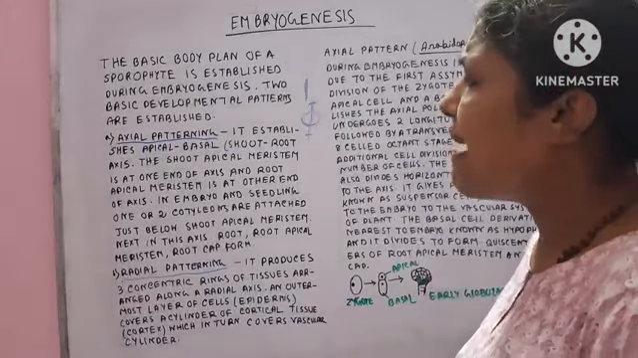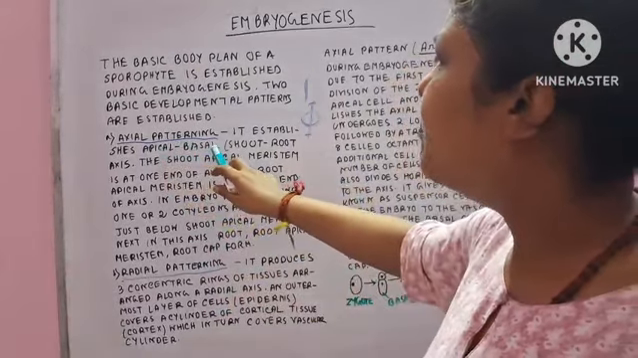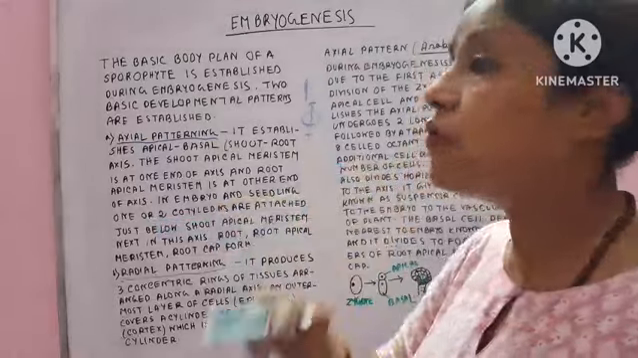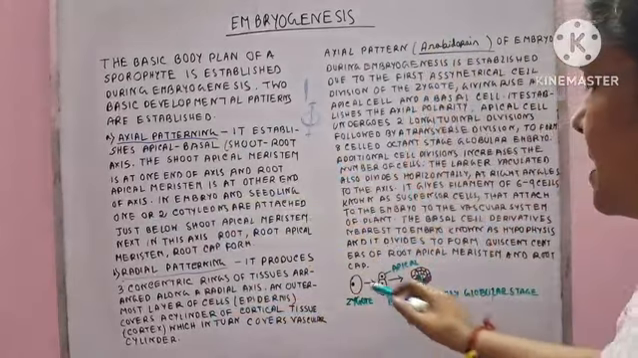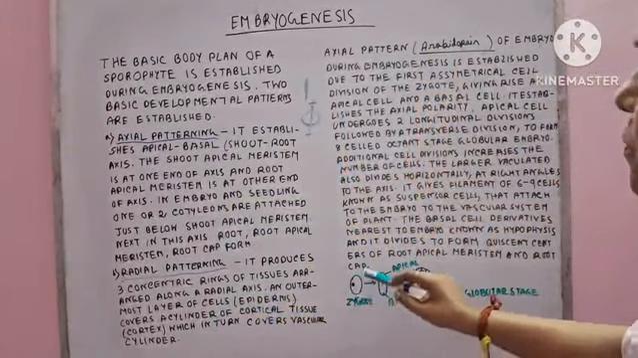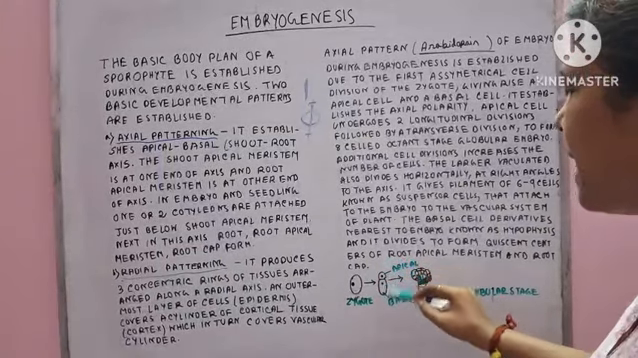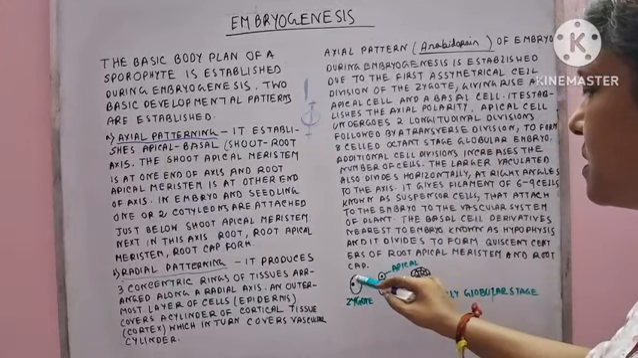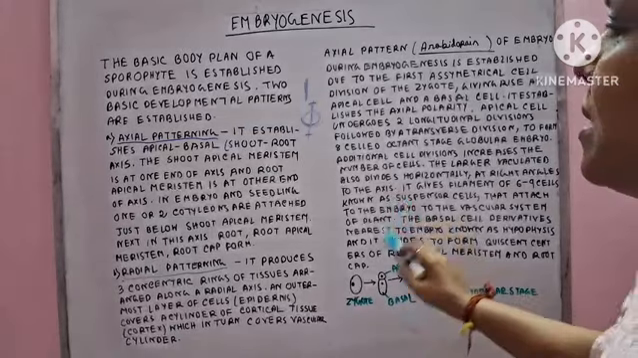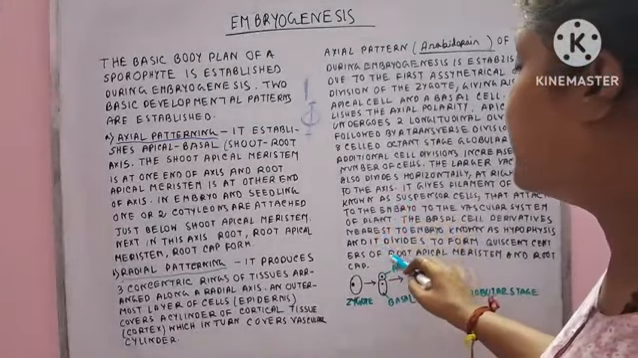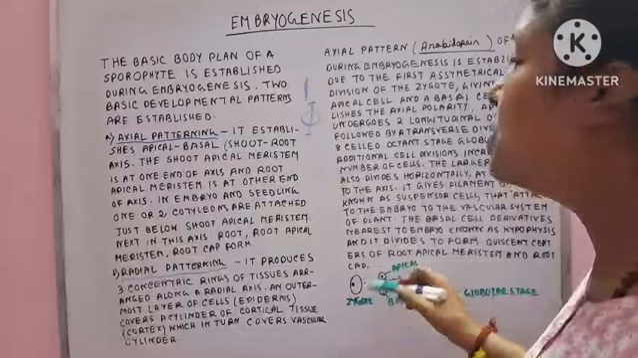Now, in the axial patterning, what will happen here? The apical and the basal axes are formed. This is the zygote you can see here, and when the cell division occurs, it forms two parts. This is the apical part and this is the basal part. The apical part forms the shoot apical meristem, the upper portion of the plant, and the basal part forms the root apical meristem.